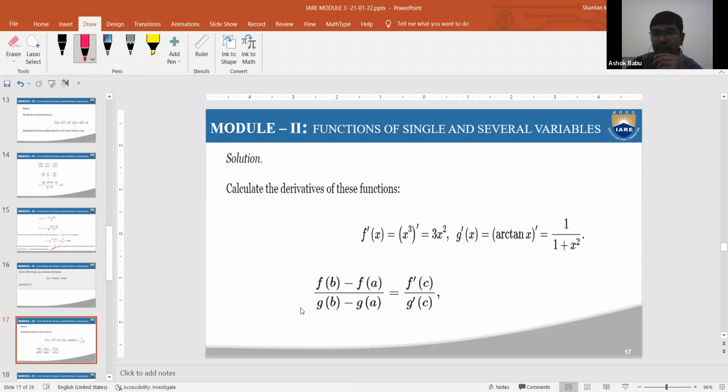What is the meaning of arctan? Anyone? What is the meaning of arctan? Tan inverse. Yeah, tan inverse.